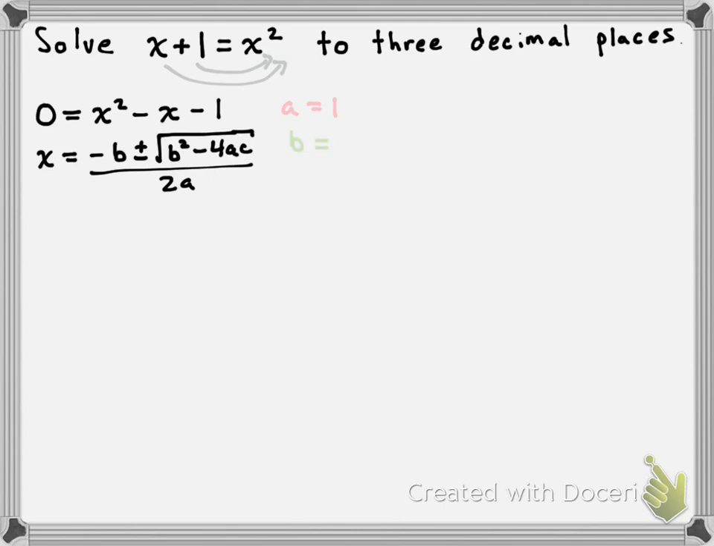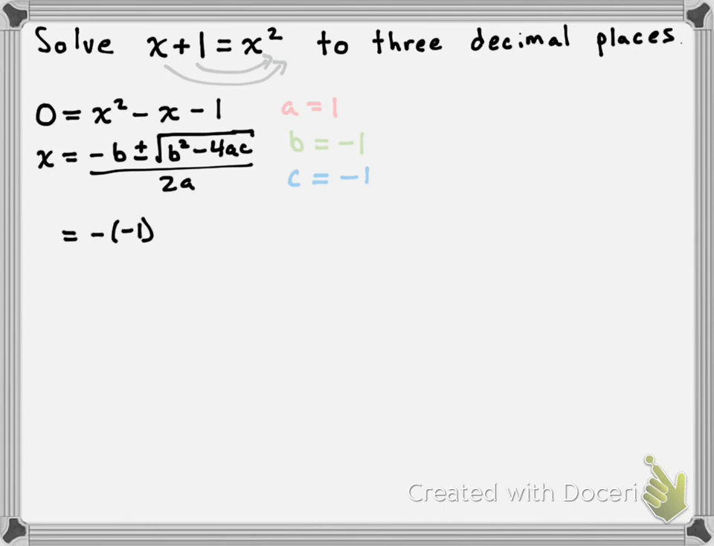Okay, next is going to be our b value. B is going to be the coefficient of the x term. Well, notice that we have negative x. Again, that means that our coefficient of the x term is going to be negative 1. And our c term, well, that's going to be the term that doesn't have an x, and that in this case is going to be negative 1. So again, the next step in using the quadratic formula is going to be to sub these values into the quadratic formula. Okay, great.